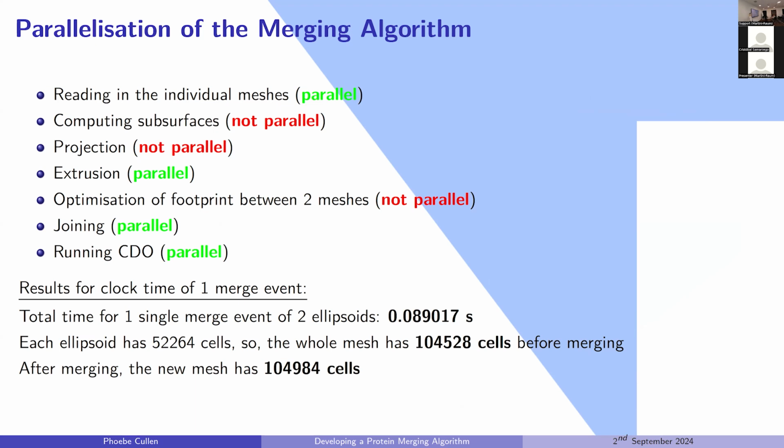Here I've got a result for the clock time of one merge event, so between 2 ellipsoids, which each have just over 50,000 cells. So the whole mesh is around 100,000 cells here. However, this is taking less than 1/10 of a second, so this is good timing so far.